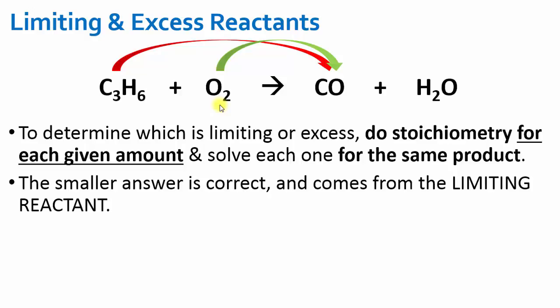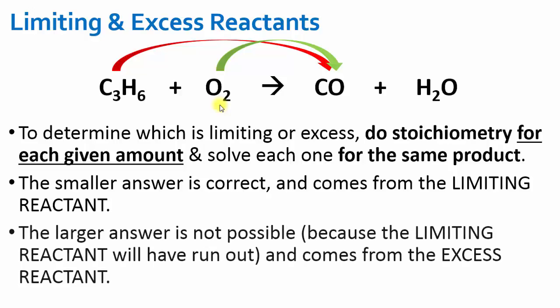In the example of our reaction here, if the C3H6 can produce less than the oxygen can, then the C3H6 is going to run out first, and the oxygen will be in excess. So the smaller answer is correct when you have two or more answers. The smallest answer is correct. And the larger answer or answers can't happen, because that one is in excess and the other one has already run out. So again, think about it as our idea of a three-legged race.